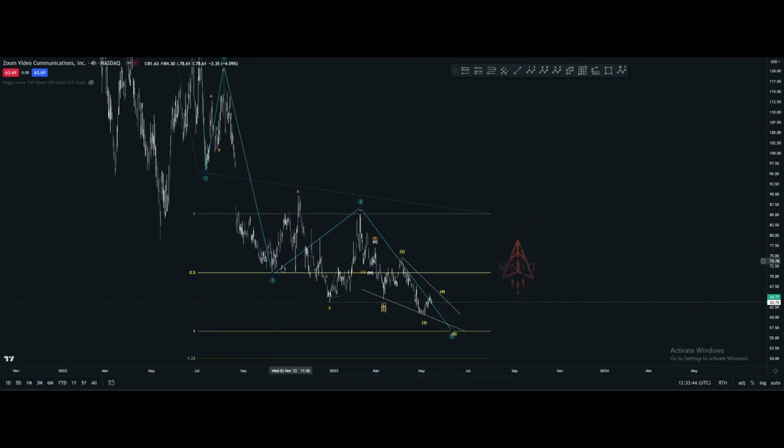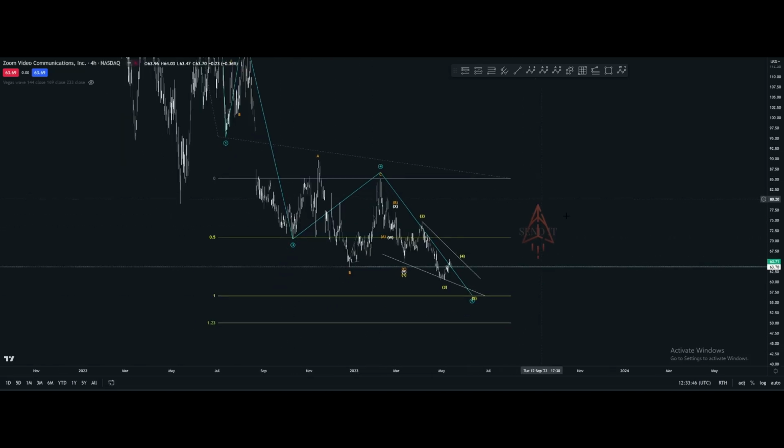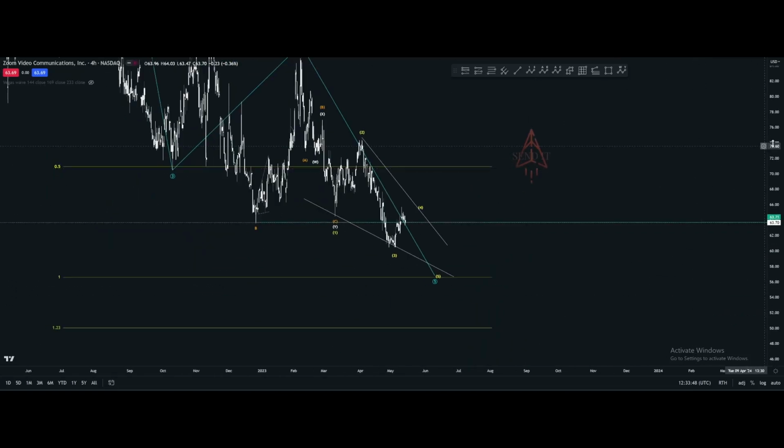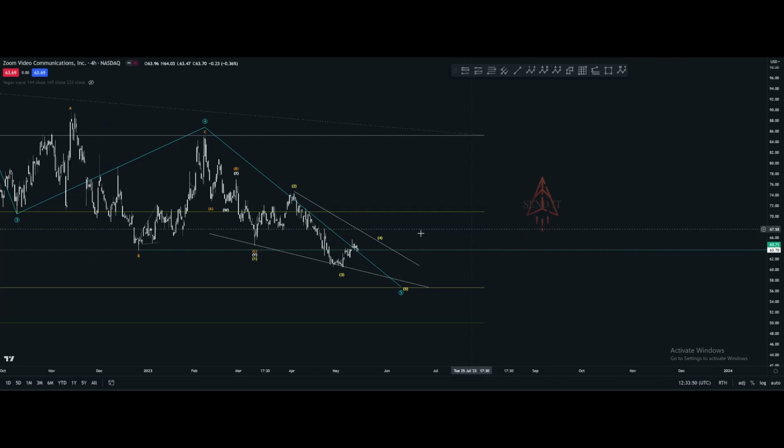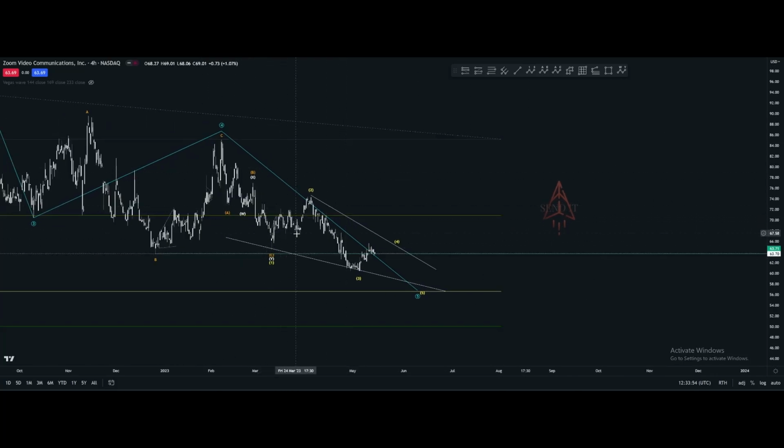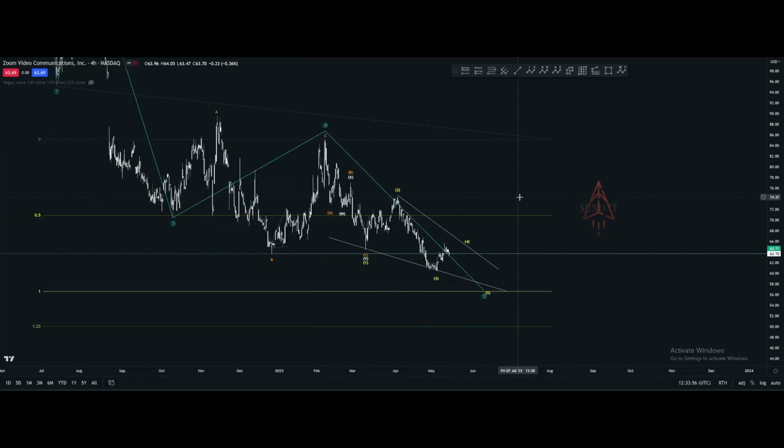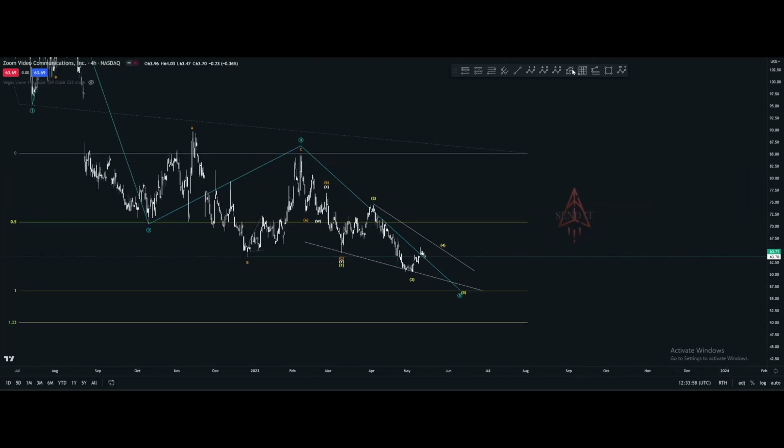So 1, 2, 3 ABC for a flat, and I think that we're hitting the ending diagonal here, because this was the 3-wave move, and I labeled it 1, and then a 3-wave move for 3. Now we need a 3-wave move for wave 3 as well, and that 3-wave move needs to be shorter than this.